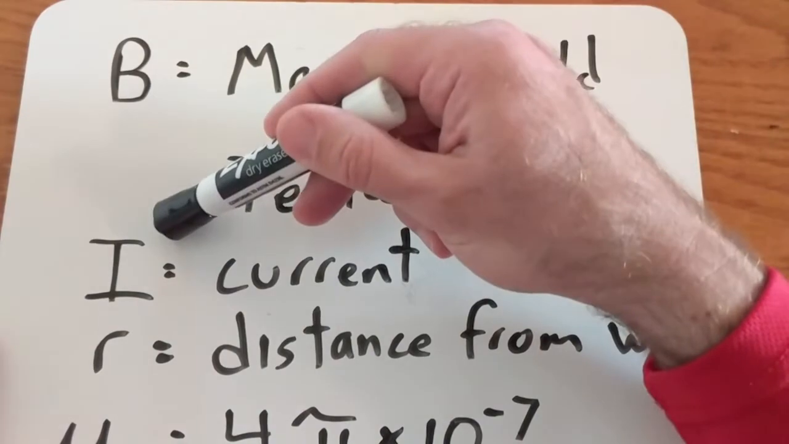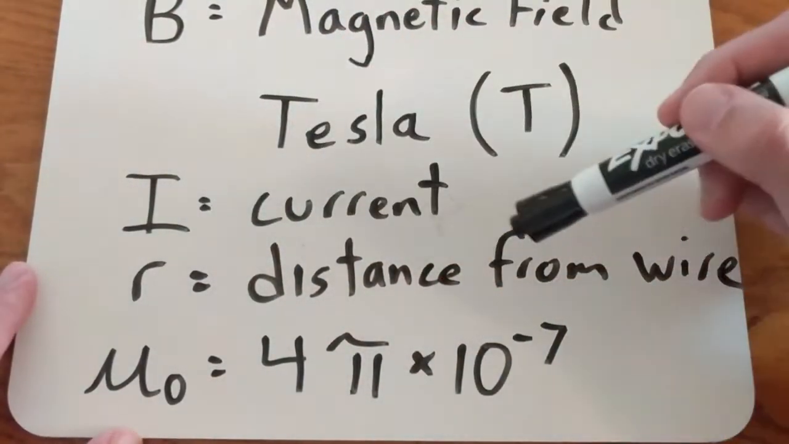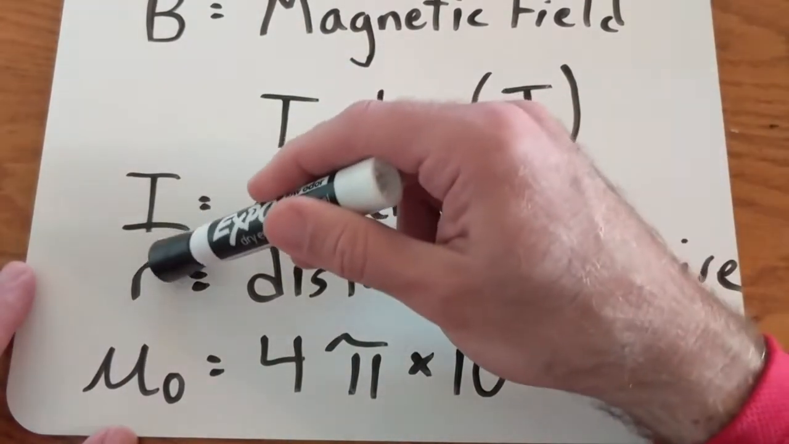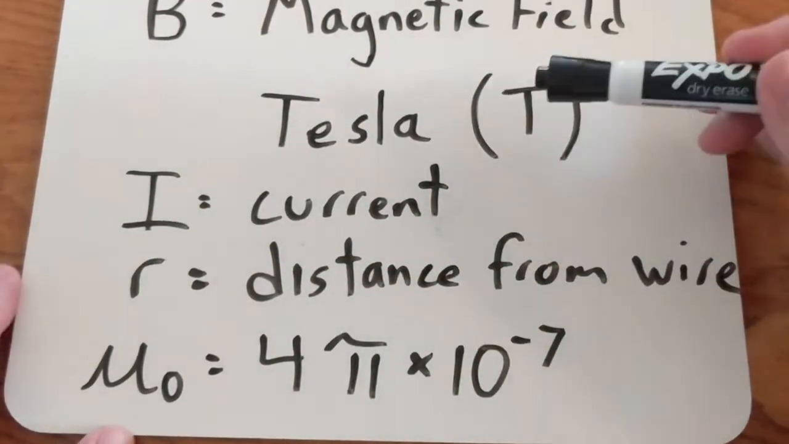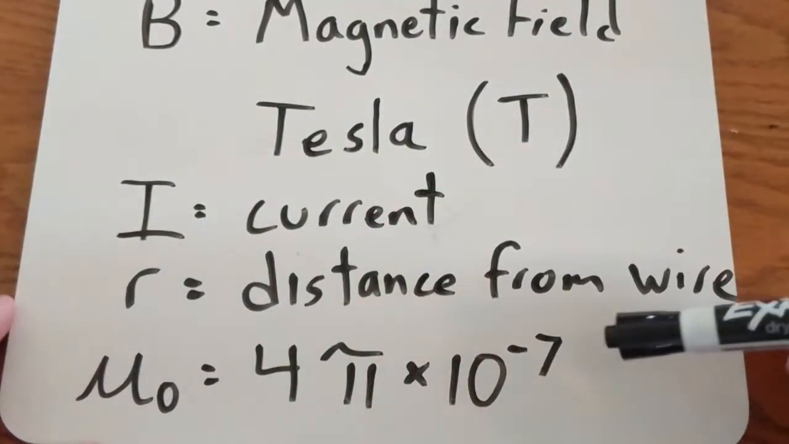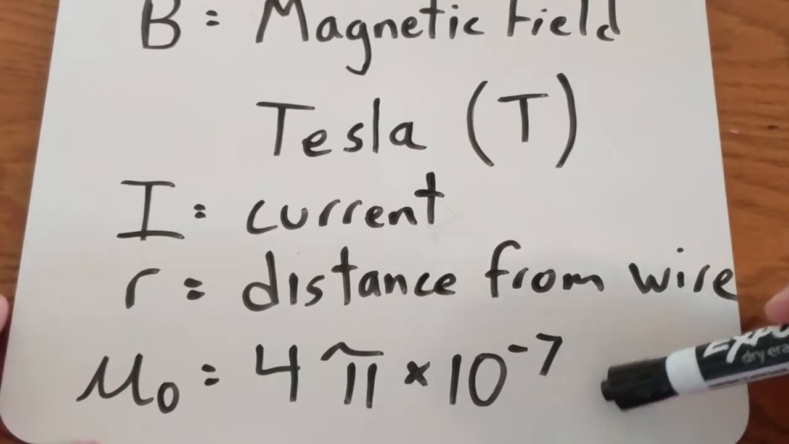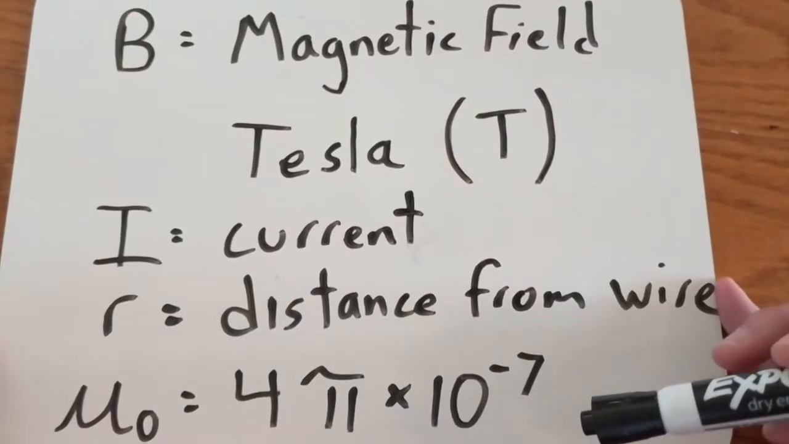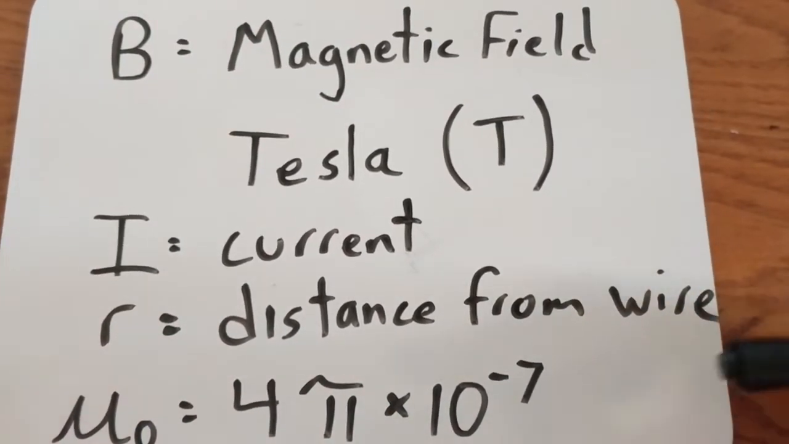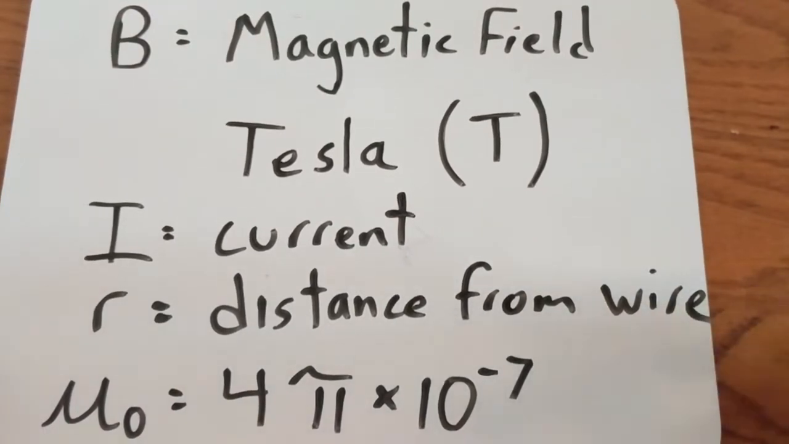We already know I is current. R is the distance from the wire. Now, don't confuse this with the radius where you have to cut in half. No, it's just the straight up distance from the wire. And mu naught is just a number, 4 pi times 10 to the negative 7. It's an awkward number, but we're just going to have to deal with it. So with that being said, let's look at an example problem and see how this would all work out in this equation.